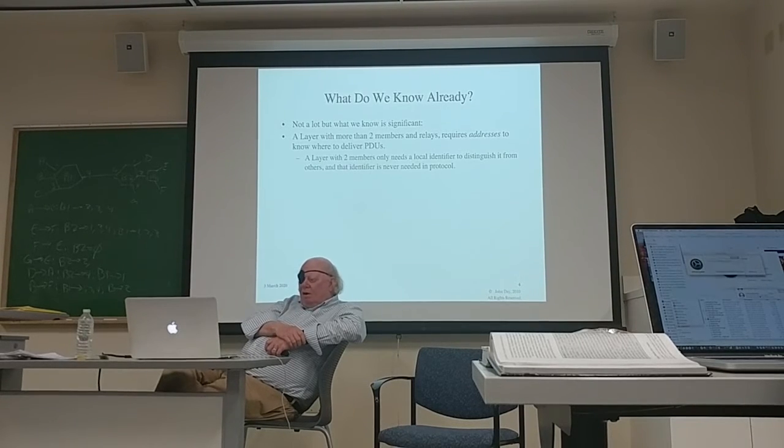We know that a layer with more than 2 members at relays requires addresses to know where to deliver the PDUs. A layer with 2 members only needs a local identifier to distinguish it from others. And that identifier never needs to exist in protocol. Right? So if it's a point-to-point wire, and you put it in one end, there's only one place it can come out, the other end.